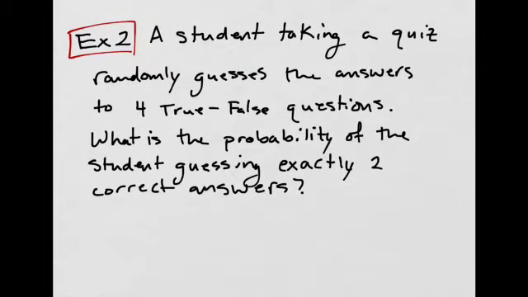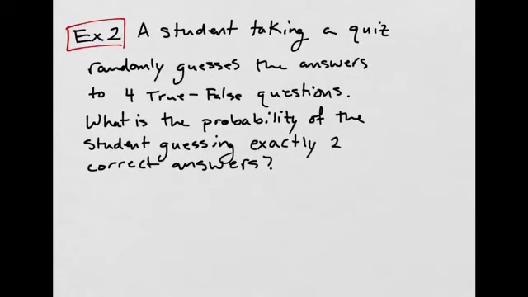Okay, suppose we have a student taking a quiz. They have no idea what's going on. They randomly guess, and it's a 4-question true or false quiz. Here's the actual problem. What is the probability of the student guessing exactly 2 correct answers? So not like at least 2, exactly 2. So that means they get 2 correct and they get 2 incorrect. So what is that probability?